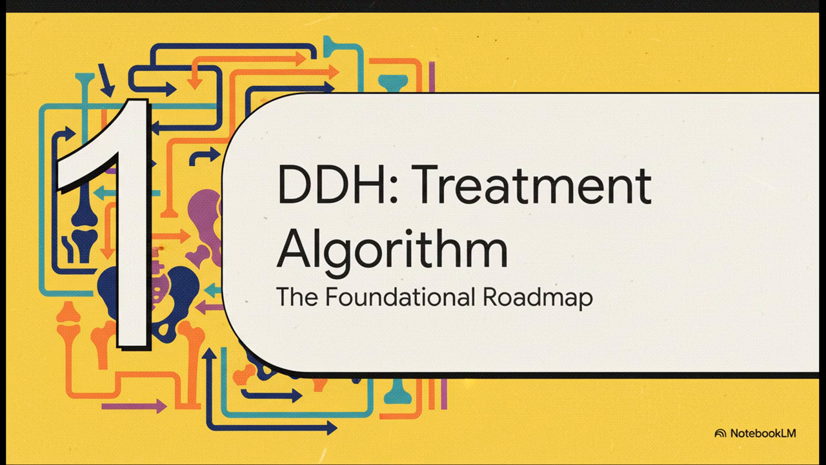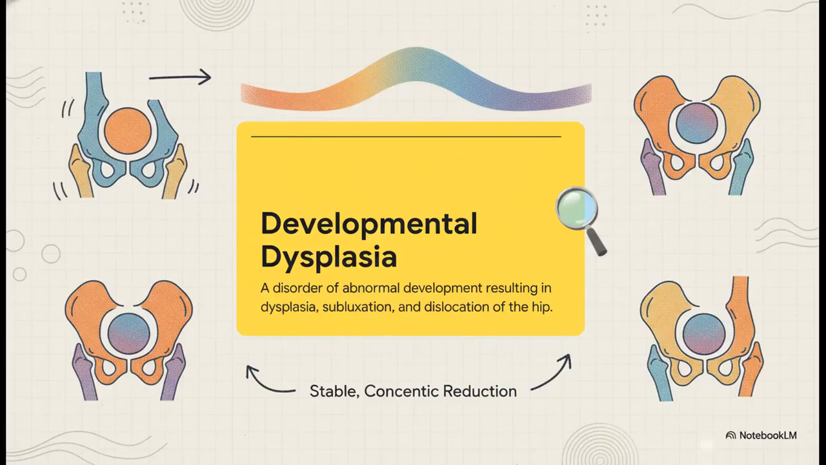Okay, Section 1, the treatment algorithm. I want you to think of this as the master blueprint. This is the foundational roadmap for your entire approach, and getting this structure clear in your head is absolutely essential. So real quick, let's just define what we're talking about. DDH isn't just one thing, it's a whole spectrum. It can range from a socket that's just a little bit shallow, that's the dysplasia part, all the way to a hip that's kind of slipping out, which is subluxation, or one that's completely out of the joint, a full dislocation. And our job really is to get that hip stable and centered so it can develop normally.